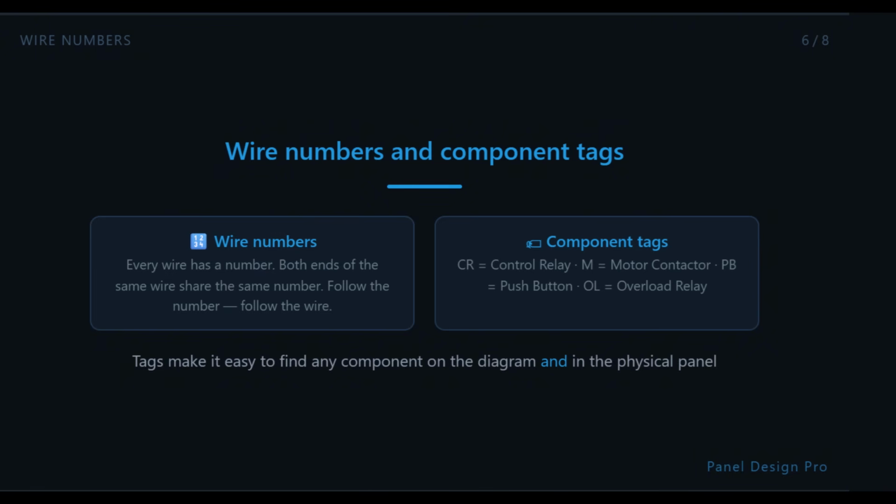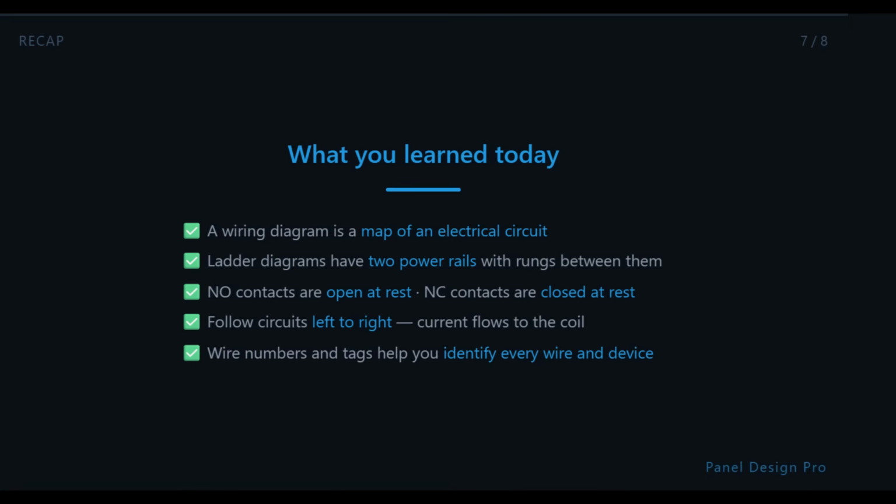Component tags are the labels on each device. Things like CR1, M1, PB1, OL1. These are reference designators. CR stands for control relay, M stands for motor contactor, PB stands for push button, OL stands for overload relay. Every component in the panel has a unique tag so you can find it on the diagram and in the physical panel. Once you understand wire numbers and component tags, a wiring diagram stops looking like chaos and starts looking like a very organized, logical map. Let's recap what you learned today.